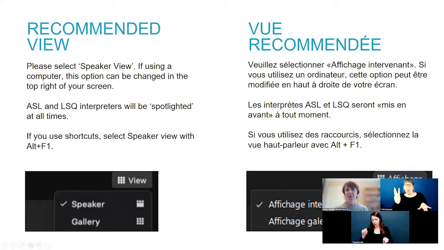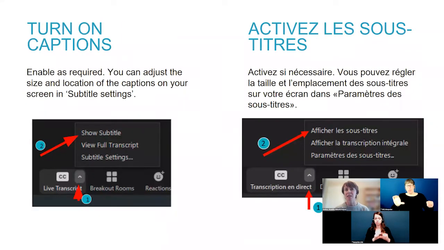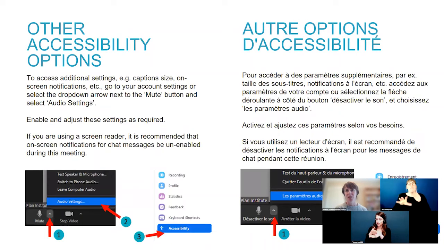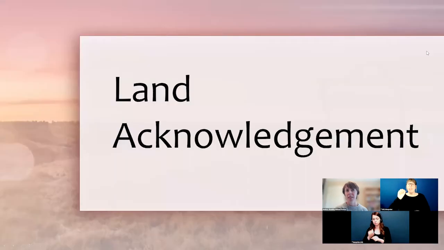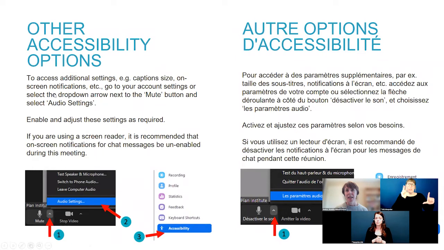To enable captions, select the captions option on your Zoom menu. If you would like to adjust the size and placement of these captions, you'll need to go into your Zoom accessibility settings. So to summarize our accessibility options: select your language using the interpretation option, select speaker view, enable captions if required. And if you do have thoughts you want to share, put them in the chat box. The chat box will go to the panelists. If we have time to have some question and answer, we'd love to do so.